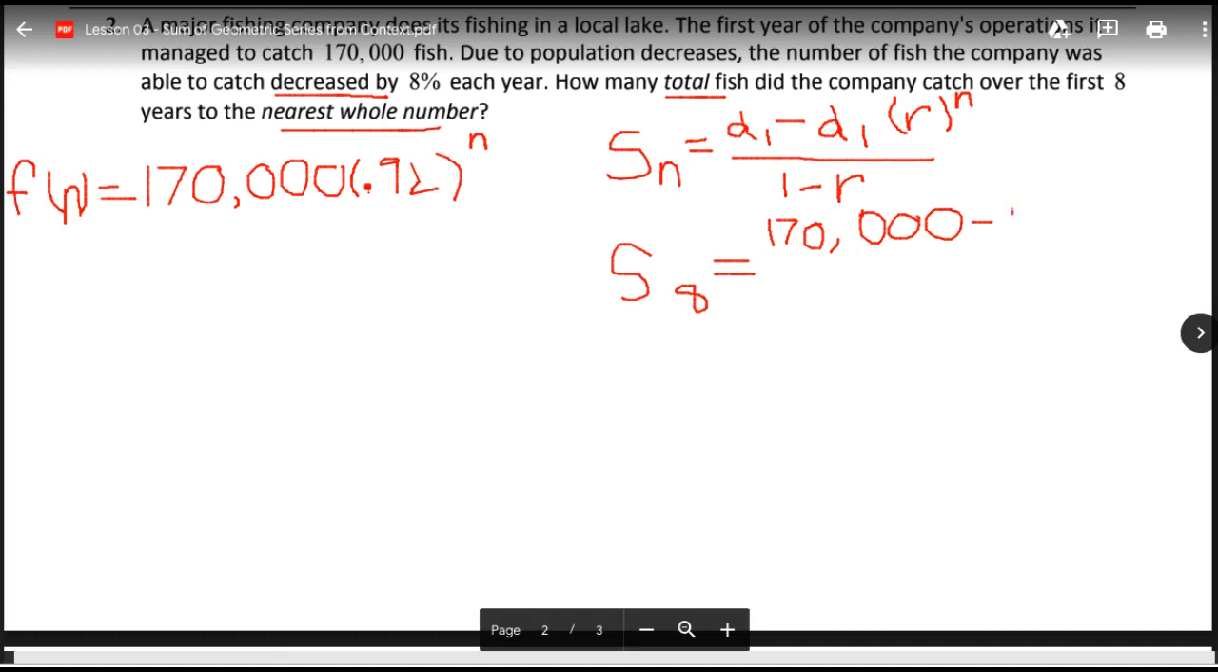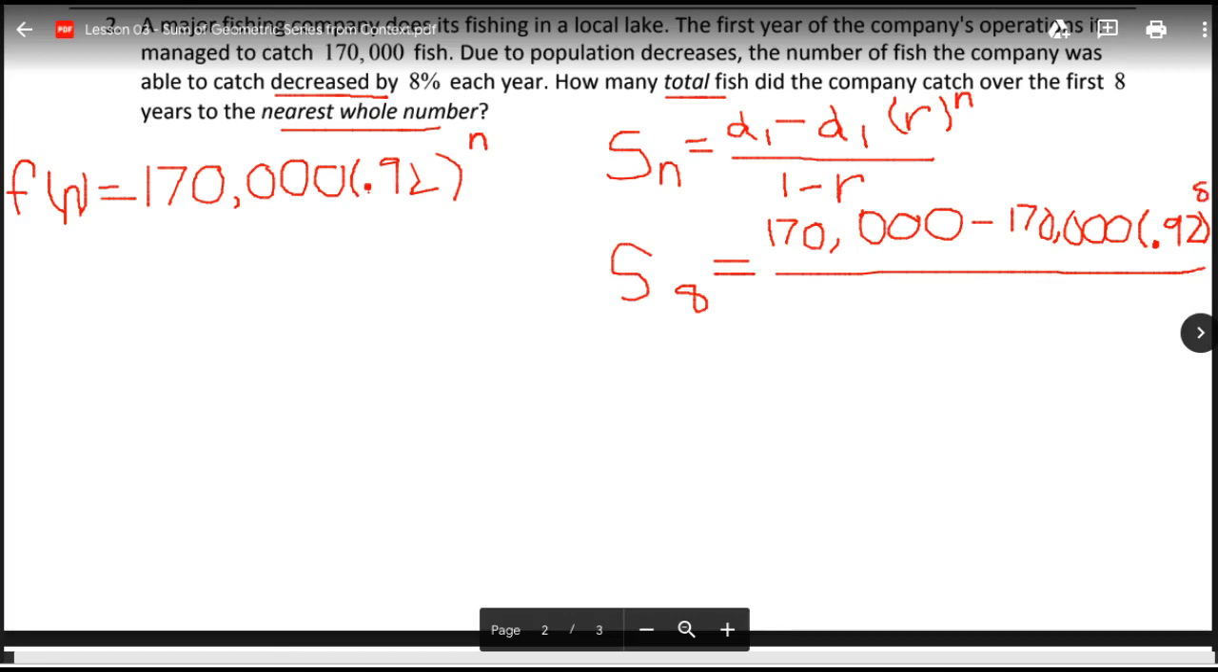Minus 170,000. And then our common ratio here is 0.92. So one thing that's really key for people that I would highly recommend that you do, even though you don't have to, they don't require you to write this function here, I think it really helps you find what the common ratio is, and it's going to make your life easier when you're trying to substitute into this formula.